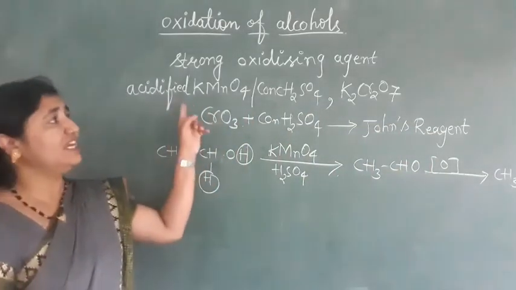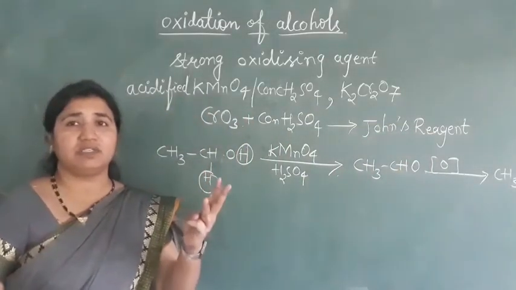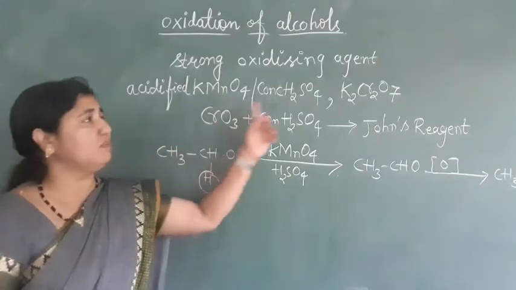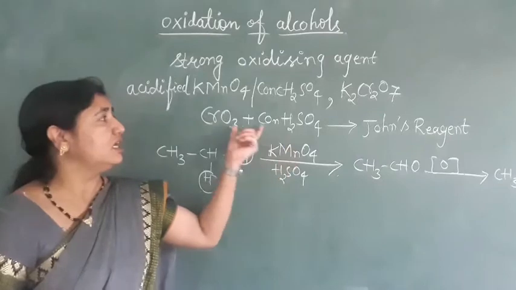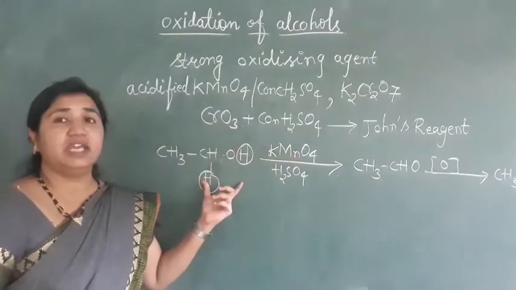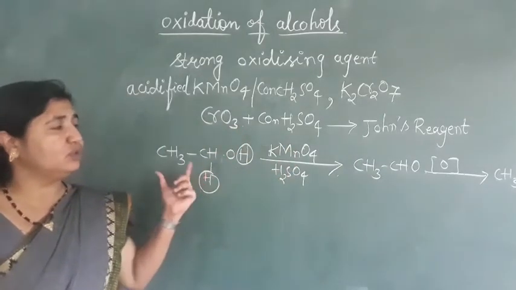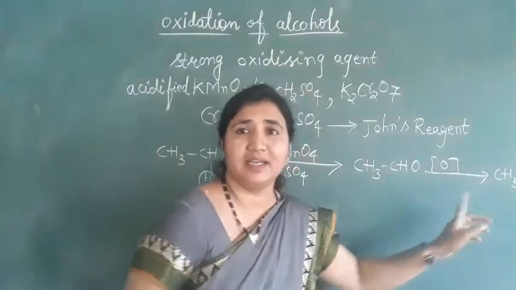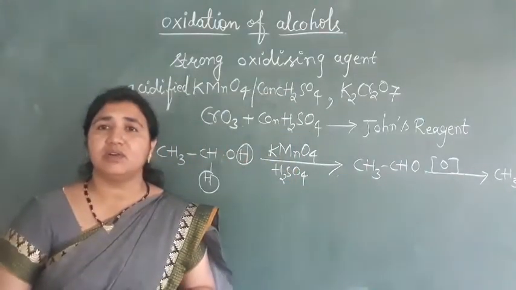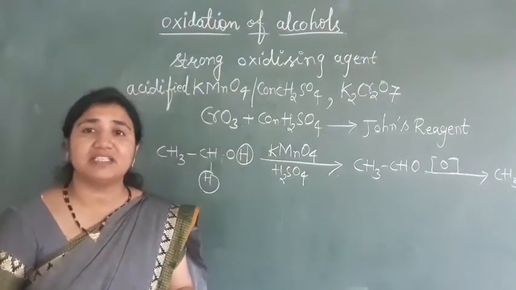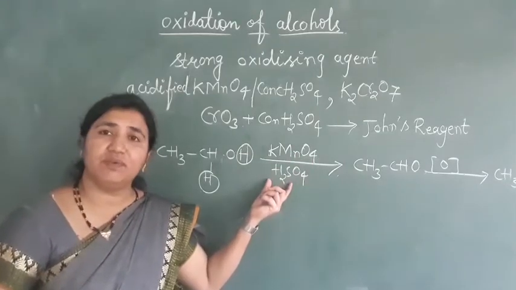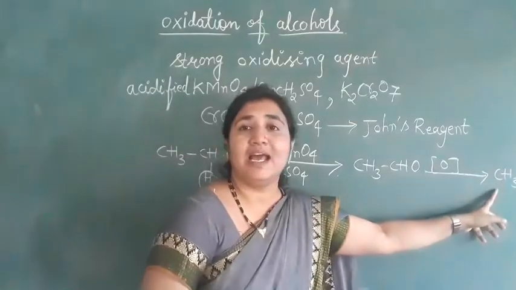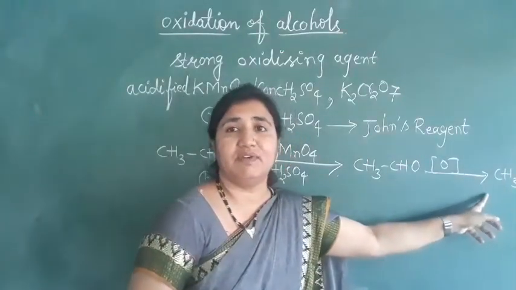These three strong oxidizing agents, potassium permanganate, potassium dichromate and Jones reagent, convert primary alcohols directly to carboxylic acid. Primary alcohols undergo oxidation in the presence of strong oxidizing agent KMnO4 and H2SO4 and give carboxylic acid.